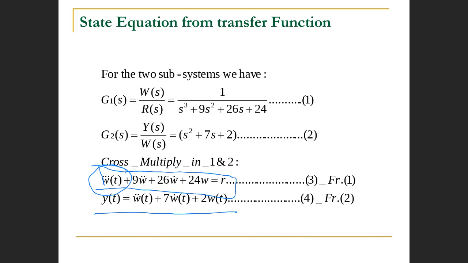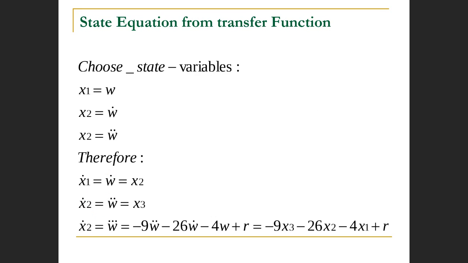We're simply taking all the terms here and putting them on the opposite side of the equal sign, which is the r minus 9w second derivative minus 26 first derivative of w minus 24 w of t. Exactly what we have right here. Is that okay? Yes, sir. Good. All right.